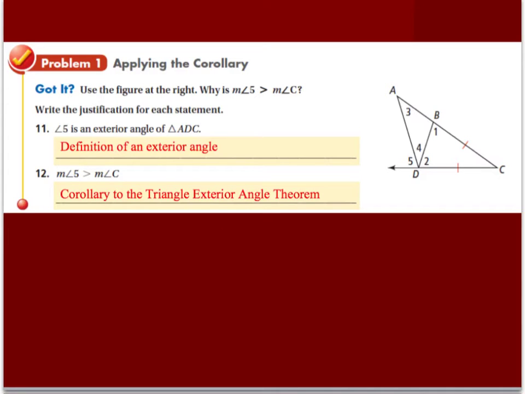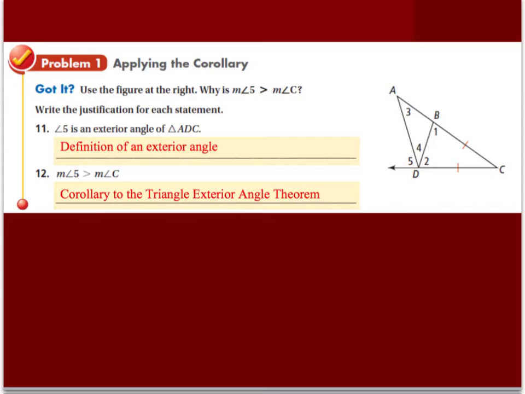Next thing we're going to learn is how do we apply this corollary. Alright, we're looking at the figure at right. We have the measure of angle 5 is greater than the measure of angle C. What's our justification for each statement? Angle 5 is an exterior angle of triangle ADC. So we're looking at this triangle right here, ADC. Here's 5. It's an exterior angle, so that's just the definition of exterior angle.